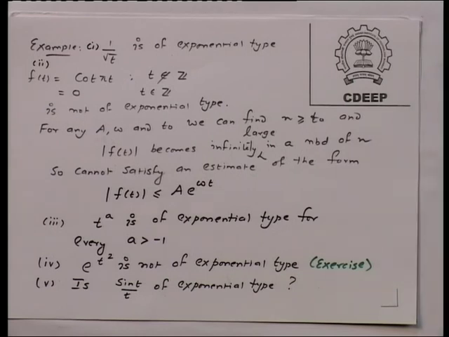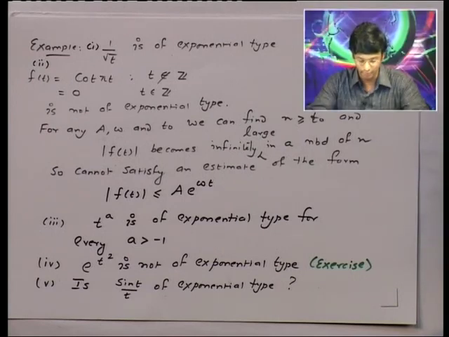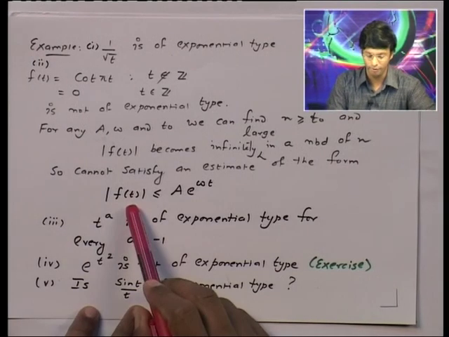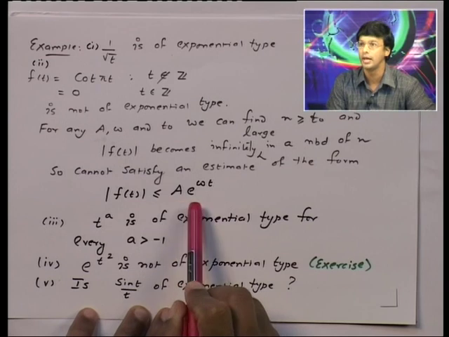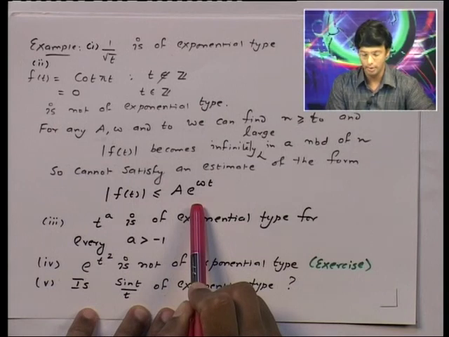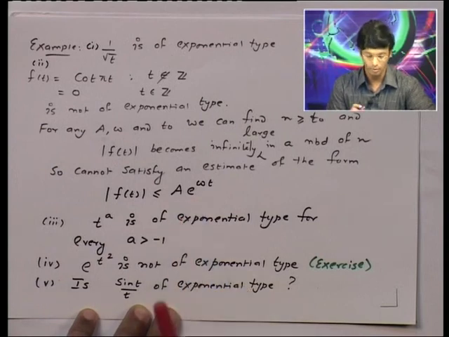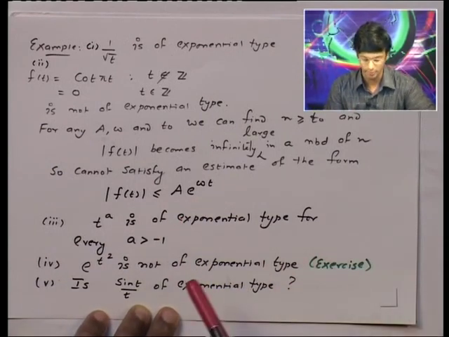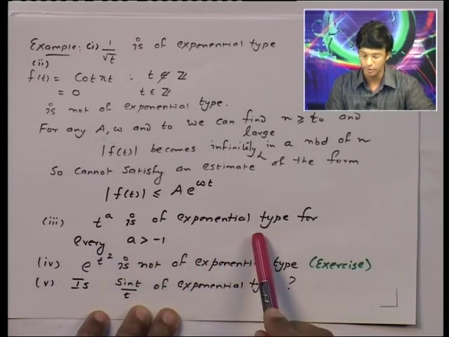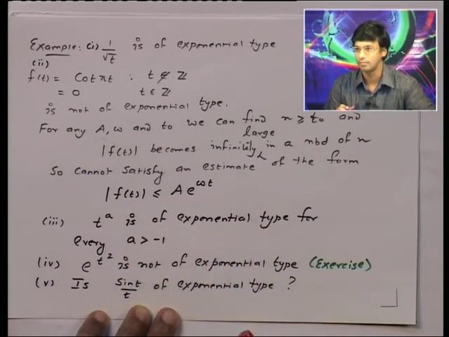1 over root t is of exponential type. Cot pi t is not of exponential type because you cannot have an inequality of this kind, mod f of t less than or equal to a e to the power omega t. This inequality will fail in a neighborhood of 0, 1, 2, 3, in the neighborhood of all the integer points. So, the growth condition is not satisfied. T to the power a is of exponential type for every a bigger than minus 1. This is easy to see.